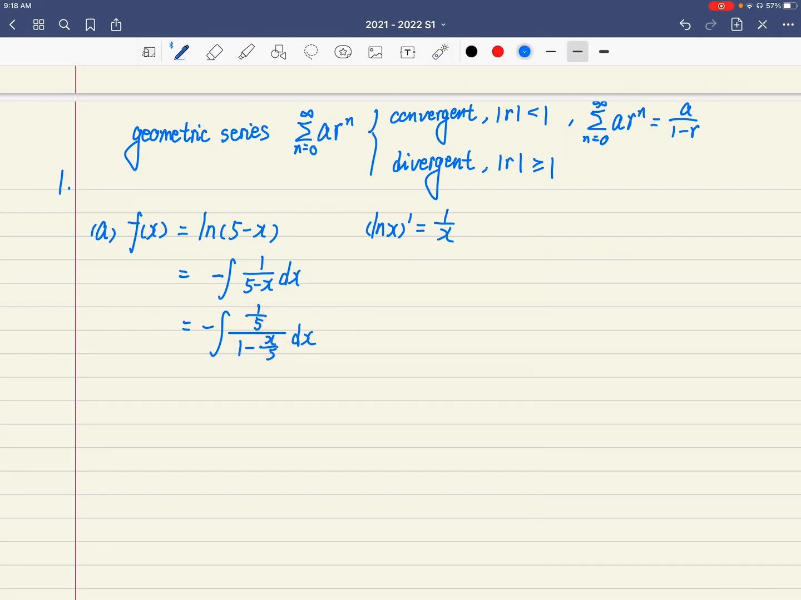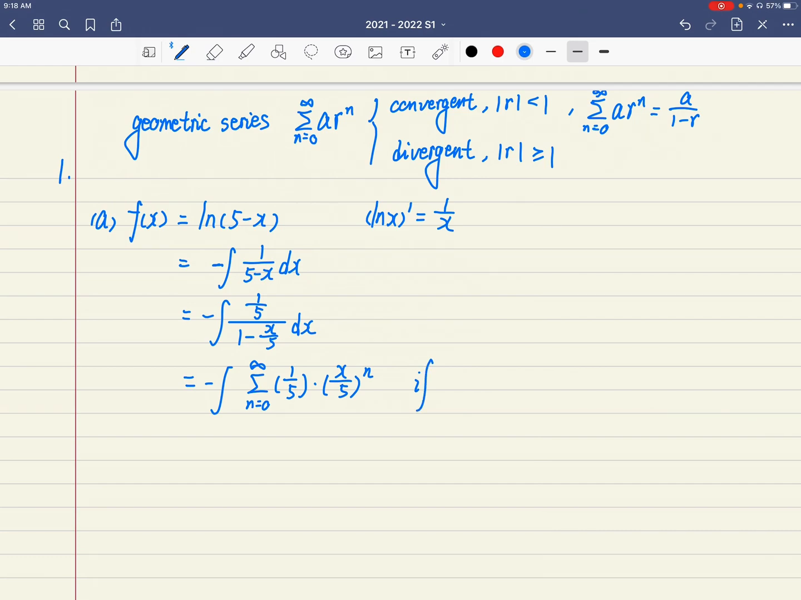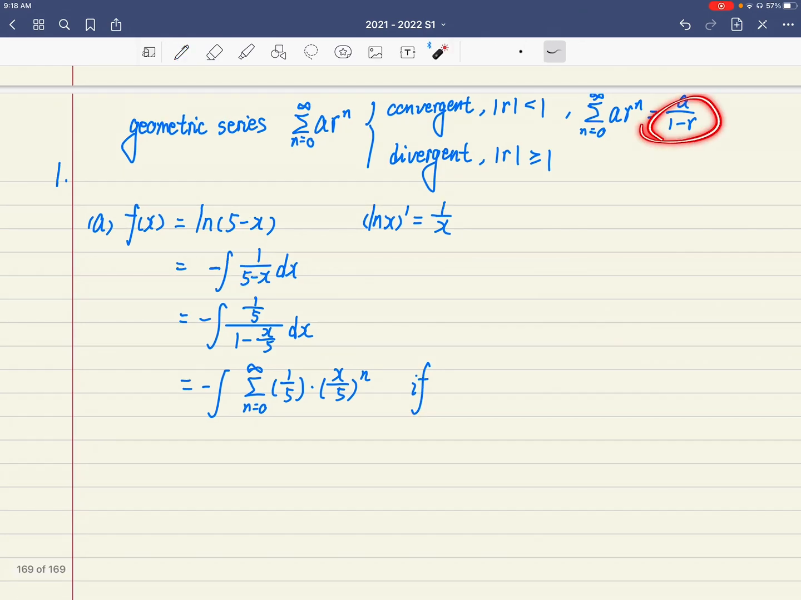So it is the summation for n from 0 to infinity, a is 1 over 5 times r to the power of n. So r here is x over 5. So times x over 5 to the power of n. Okay, and don't forget this is equal to the infinite summation if the absolute value of r is smaller than 1. This is the absolute value of r. If the absolute value of x over 5 is smaller than 1.